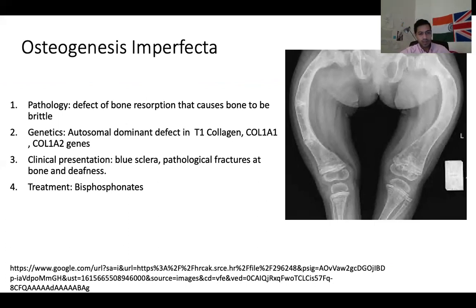The treatment is very one-dimensional. It's usually bisphosphonates, and the bisphosphonates basically give more structure to the bone and give it more solidity.